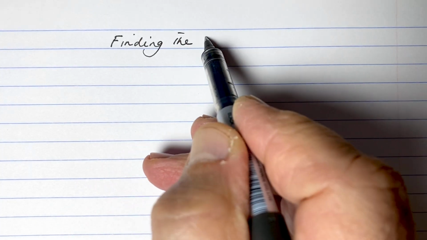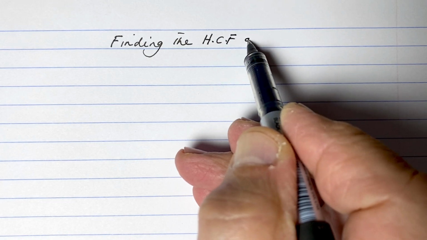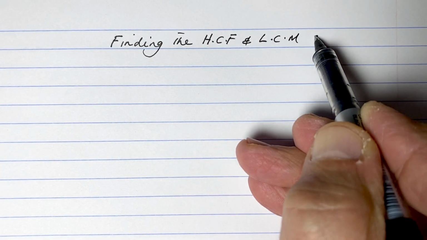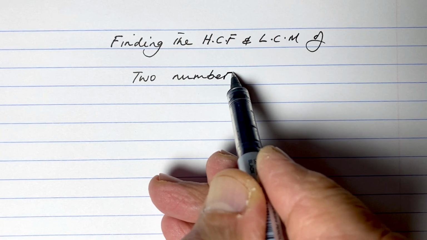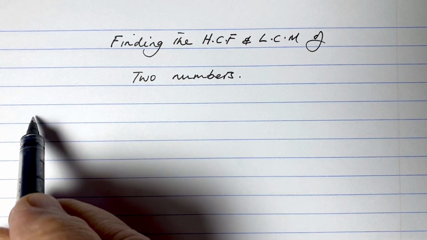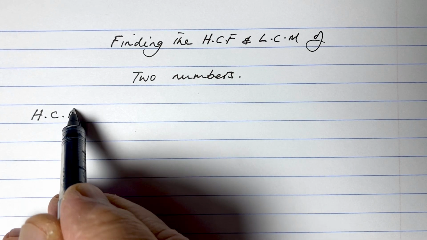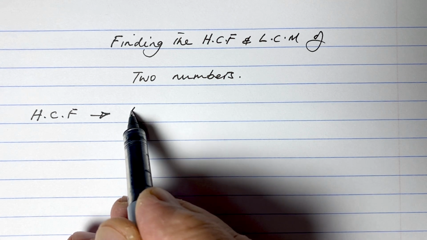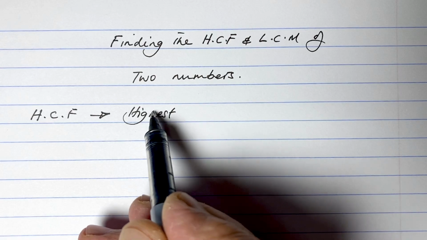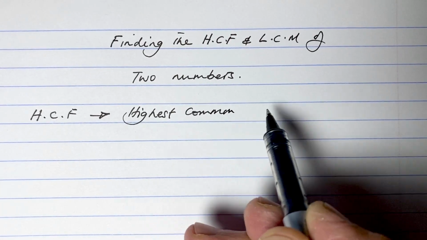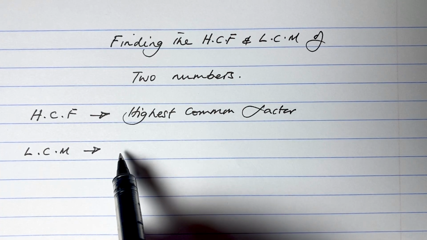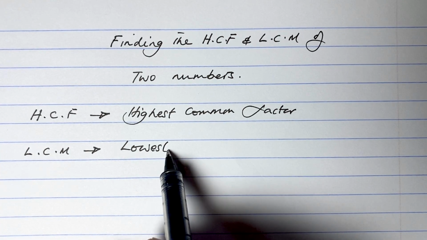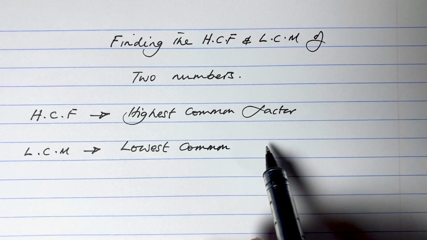Finding the HCF and LCM of two numbers. HCF represents highest common factor, and LCM is short for lowest common multiple.